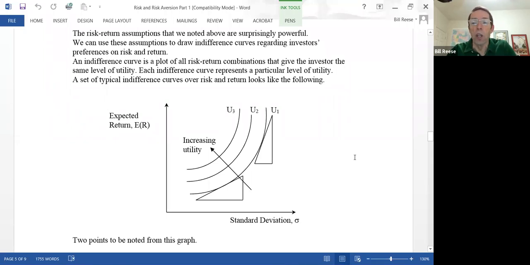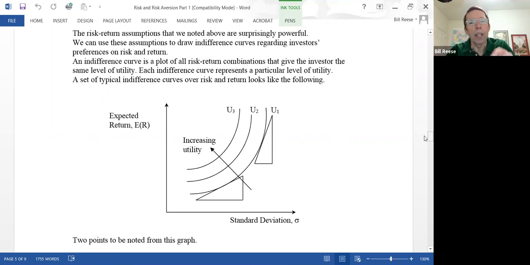This utility function. In economics and finance, there are many different utility functions that have been come up with. We're going to take a look at a very simple one. It's a quadratic utility function, and it has all the properties that we need. It's not as complex as some, but it will do just fine.